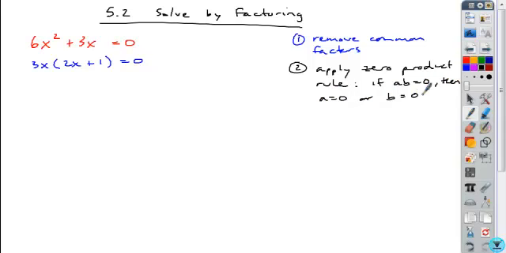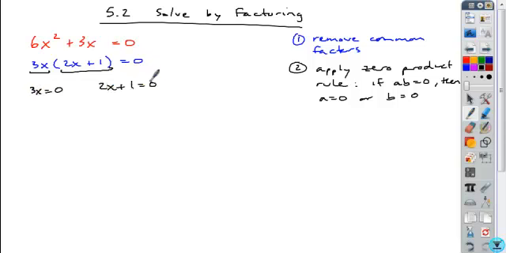Okay, so here you have, again, one monomial factor times one binomial factor. In order for the product of those to equal 0, one or both of them has to be 0. So those are your possible solutions. And so you're going to take each individual factor and set it equal to 0.